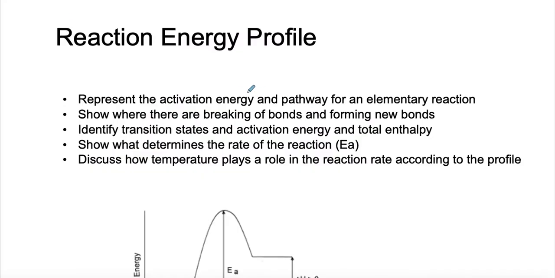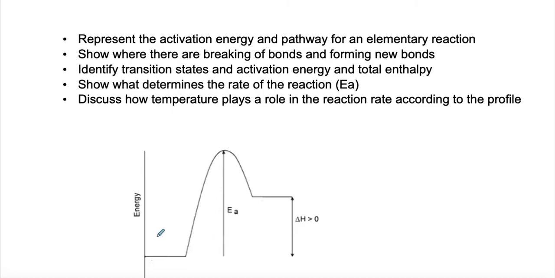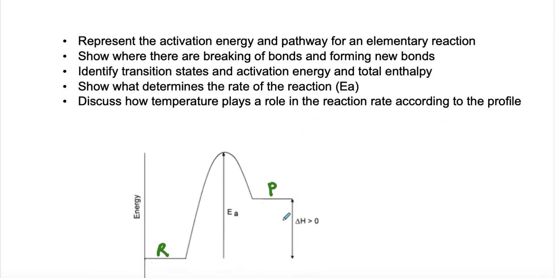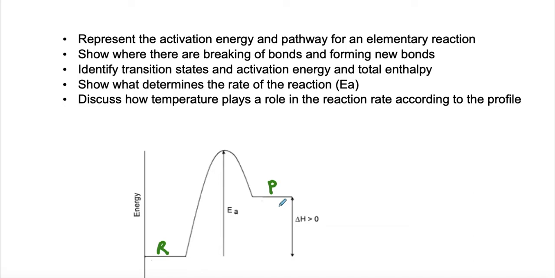All right, energy profiles. So the reaction energy profile is where you start with your reactants and you end with your products, but they have to go up through this activation energy. So you should be able to represent the activation energy and the pathway for an elementary reaction. So when you only have one hop here, this happens to be an endothermic reaction. Your activation energy is the amount of energy needed to get to this first transition state. Over on the reactant side, going up the hill, this is where you're breaking bonds, and going down the hill, you're forming bonds.